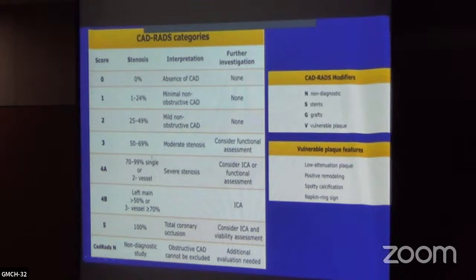As far as left main is concerned, it is more than 50%. Ostial LAD and left main, more than 50% is significant. So these are the patients who will need invasive catheter angiography or a functional assessment and a possible PCI. And then there are certain modifiers by reporting. So if you see non-diagnostic, put N, and if there are stents, put S, grafts, G, vulnerable plaque. So if you see all these features, mention V.